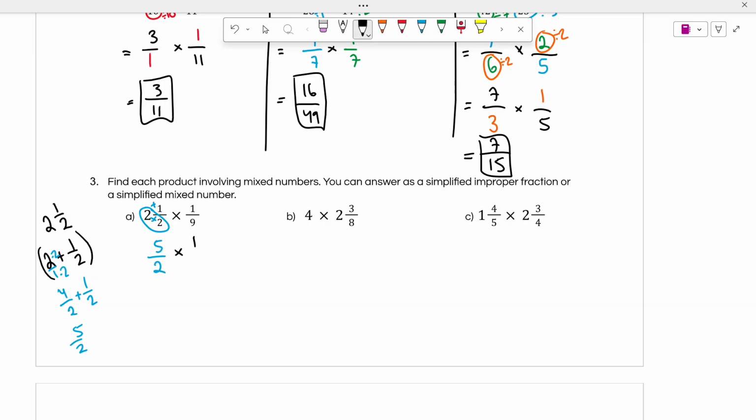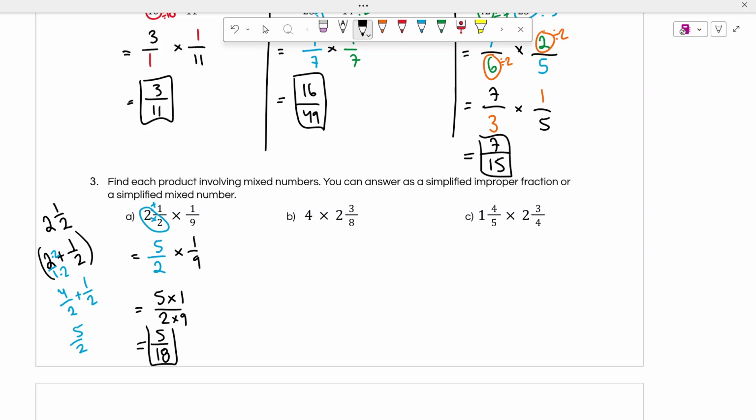And then our second number already was a fraction. I don't see any cross-reducing we can do here, so let's go ahead and just multiply top by top. Bottom times bottom. 5 times 1 is 5. 2 times 9, 18. And since I couldn't reduce anywhere earlier, I know that these won't reduce either.